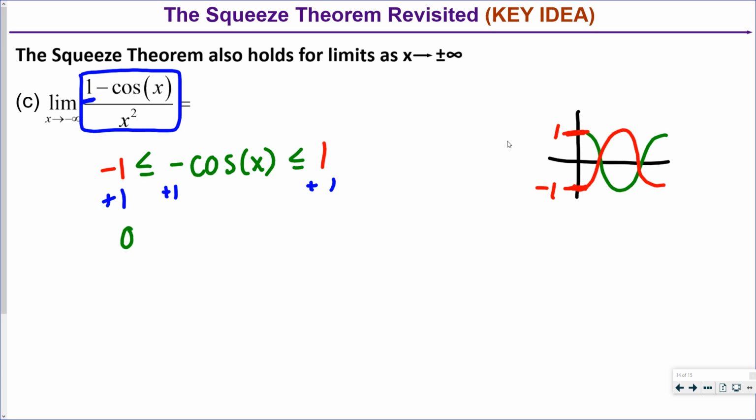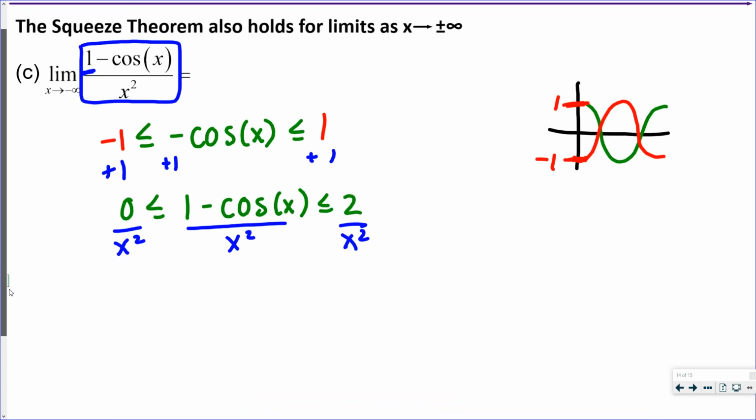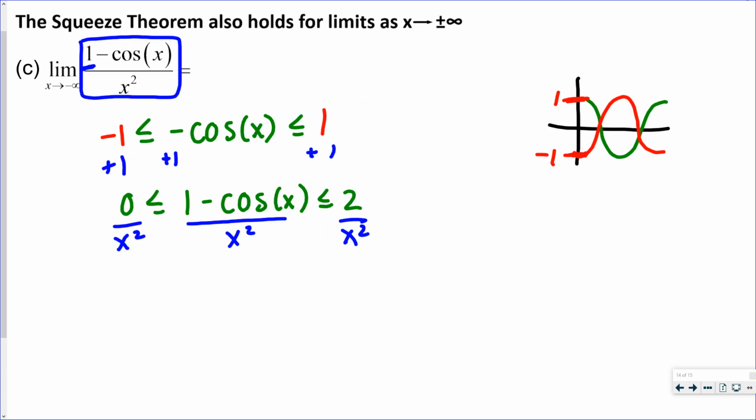Over here I get 0, and then I have 1 minus cosine of x, and then I get 2 on that side. All right, now I got my numerator set, so now I can divide everything by x squared, and then I'll have my function. So 0 divided by x squared is 0.